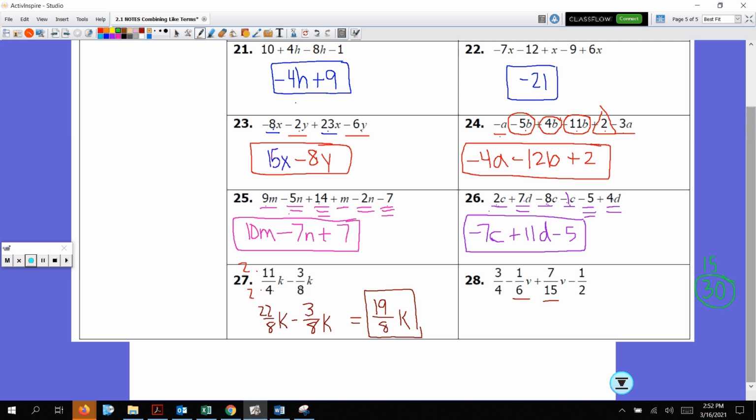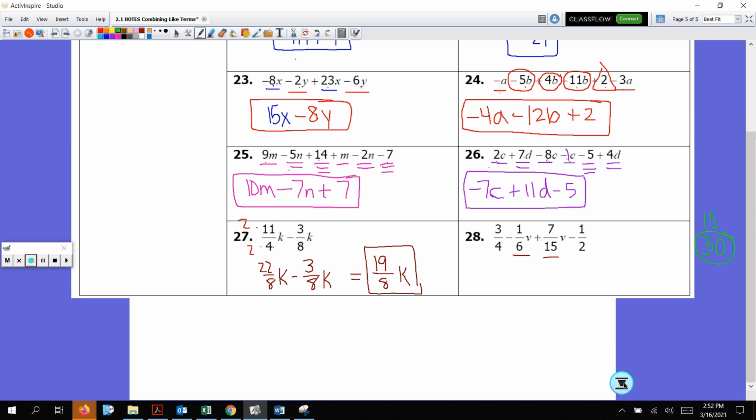combine our v's here. I'm going to have to give myself some more room. You're probably going to need more room too. I apologize for not making these boxes bigger. So negative something with a 15 on the bottom. No, not a 15. It's a 30. V plus here. So what times 6 gives us 30?